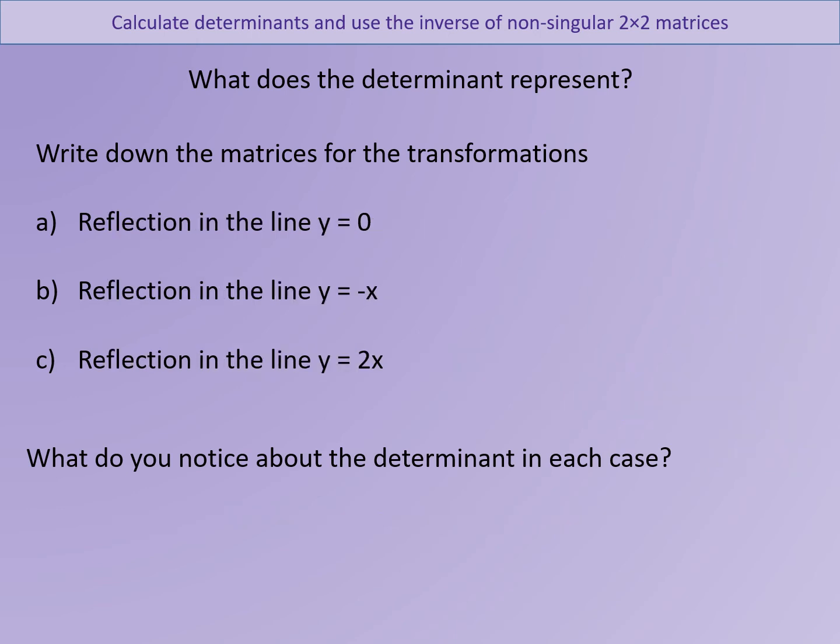Now we're going to repeat that process for the transformations below. They all represent reflections. So again, pause the recording, write down the matrices that represent each of the three reflections and calculate the determinants to see what you notice.